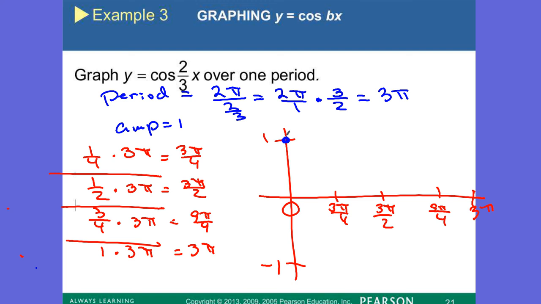All right, so let's see. If I start at the top, now I can only do what? 1, 0. Go down, right? So now from here I go from 1 to 0, 0 here. What goes after that? -1, -1, 0, and then +1. Then back up to +1. That's my whole period right there.